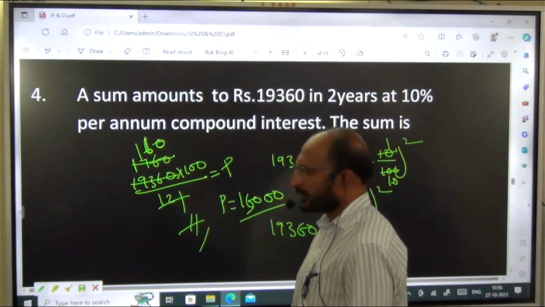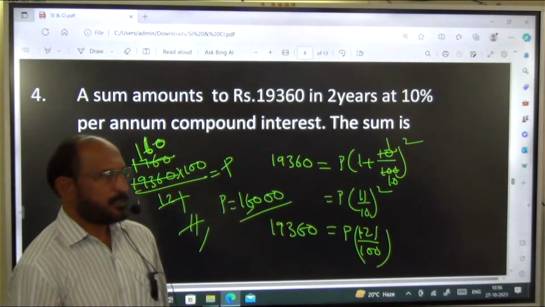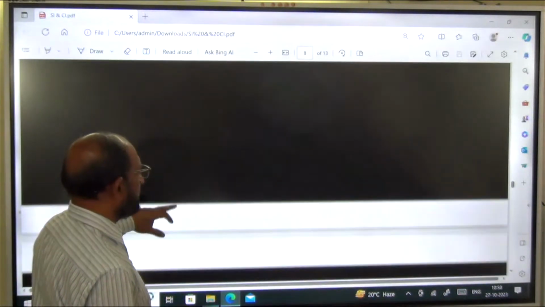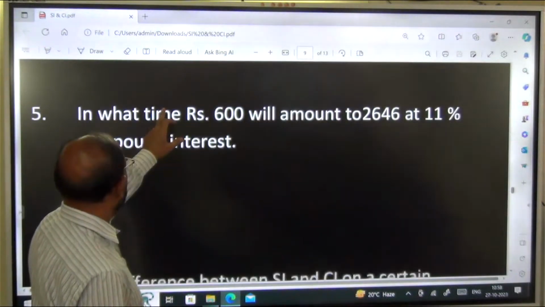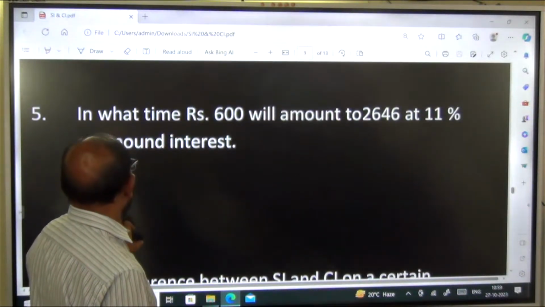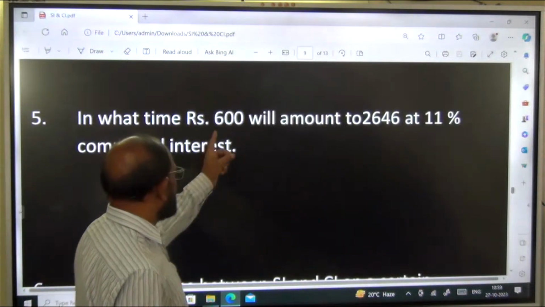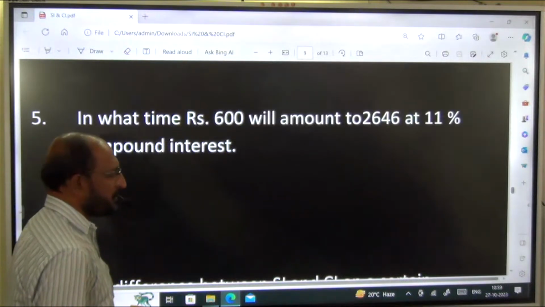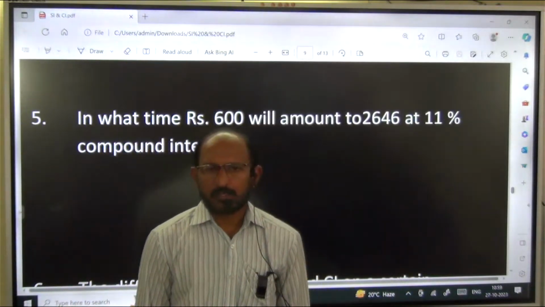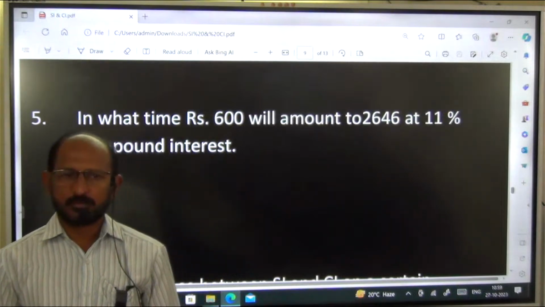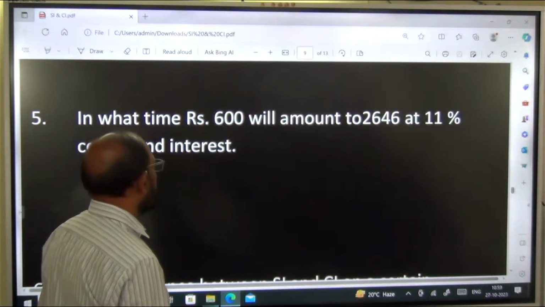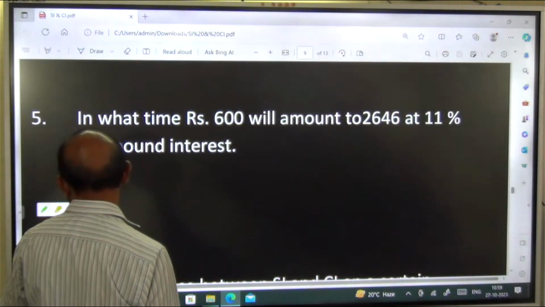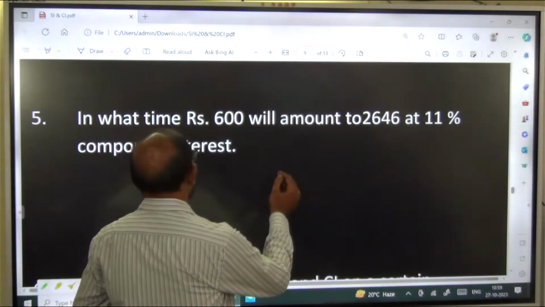Okay, just we'll check another problem. In what time will 600 amount to 2646 at 11% per annum compound interest? See that, time we have to find out now. Amount and principal both are given.